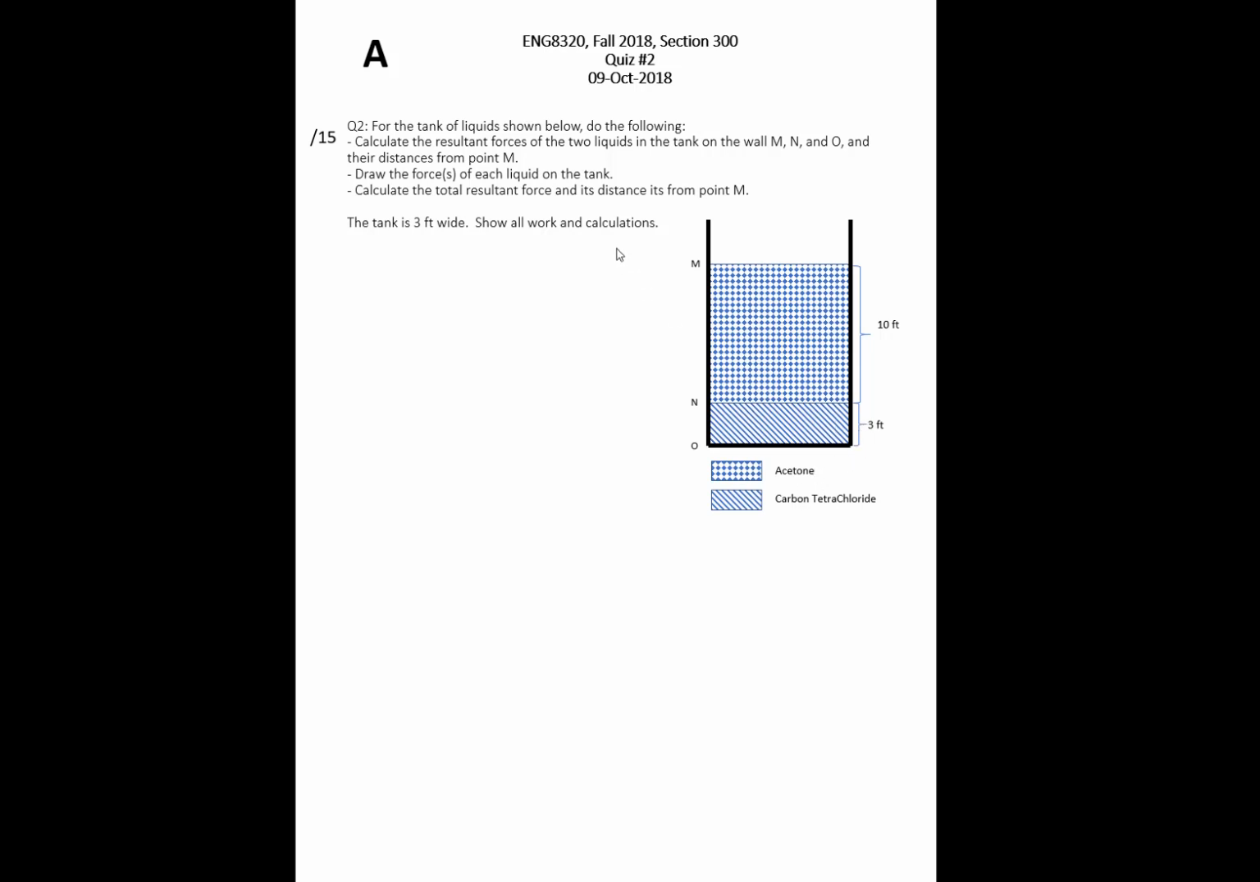So the question's asking you here, for the tank liquid shown below, do the following. Calculate the resultant force of the two liquids on the tank wall, MNO, right here, and their distances from point M. Draw the forces of each liquid on the tank, and calculate the total resultant force and its distance from point M. The tank is 3 feet wide. Show all work and calculations.